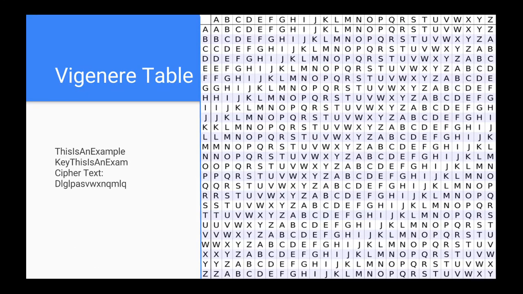And then you go down to K in the row and T in the column, and where those meet is at D. So that's D, and then we'd write L and then G and then L and then P and then A and then S. So this is a very secure system.